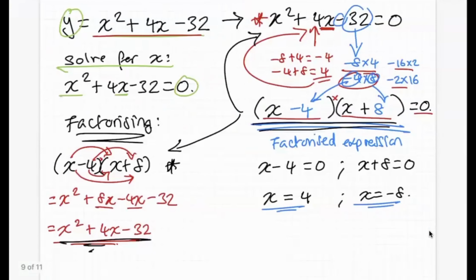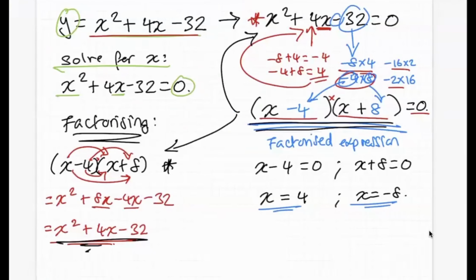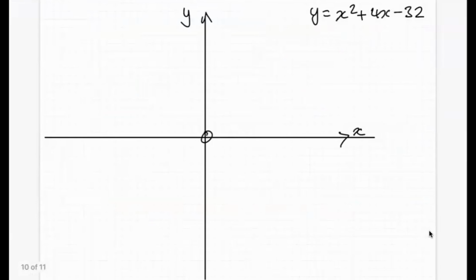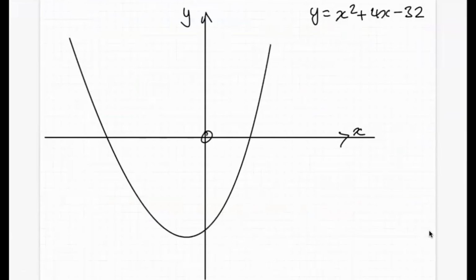Our solutions, we know, are x equals 4 and x equals minus 8. So this means that whatever u-shape this graph encodes for, this u-shape is going to cross the x-axis at x equals 4 and x equals minus 8. So it's going to look something like that. And the y-axis and x-axis aren't drawn to scale. But it'd be something like this.